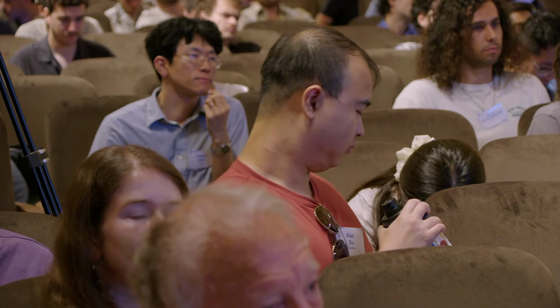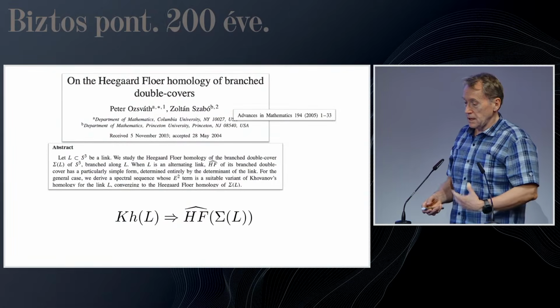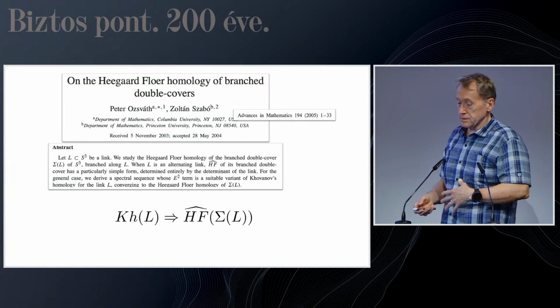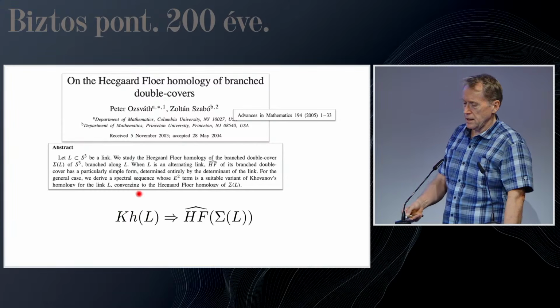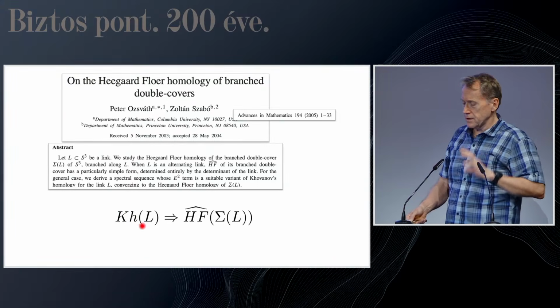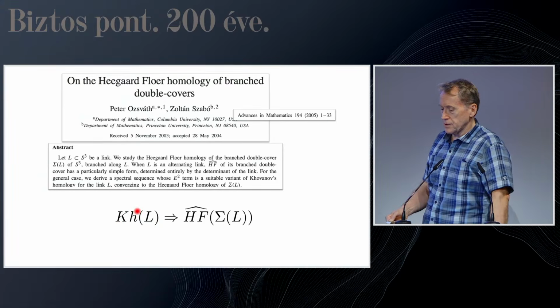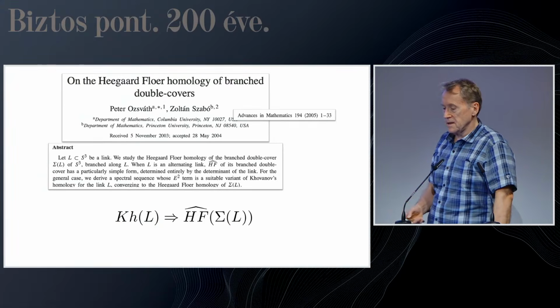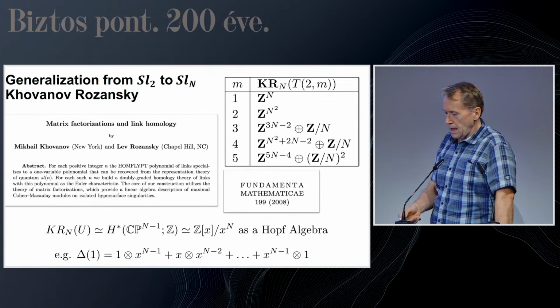One of the papers that was a big influence on Peter and me was this paper of Peter Ozsvath and Zoltan Szabo that showed that the Heegaard-Floer homology of a double branched cover, the hat version of it, received a spectral sequence from Khovanov homology. So this is kind of the first place where the representation theoretical, the statistical mechanics story starts to connect with the gauge theory story.